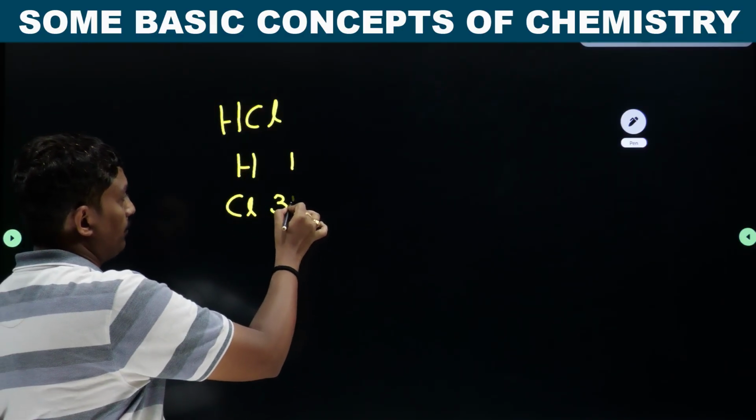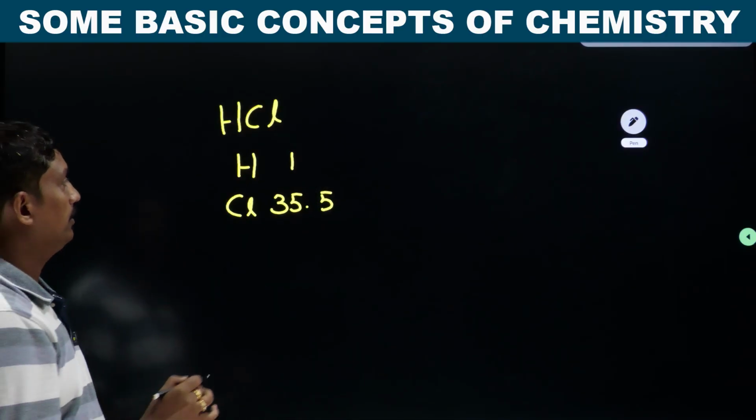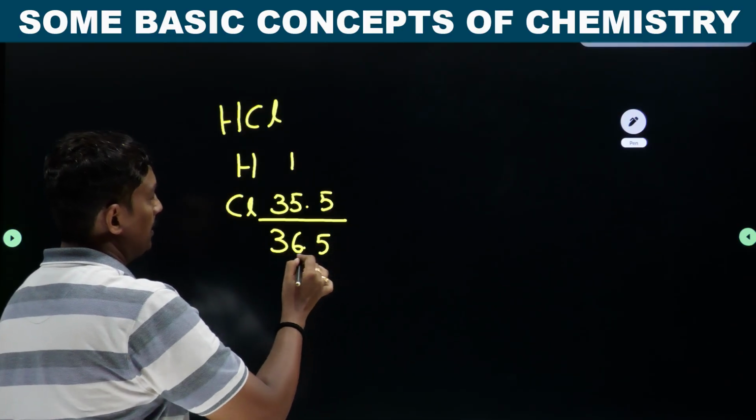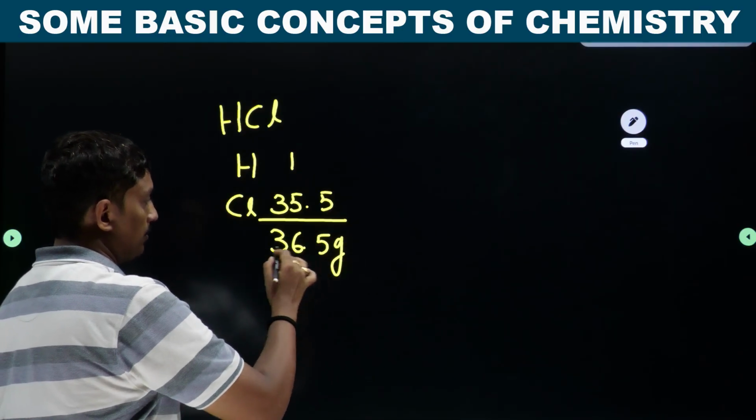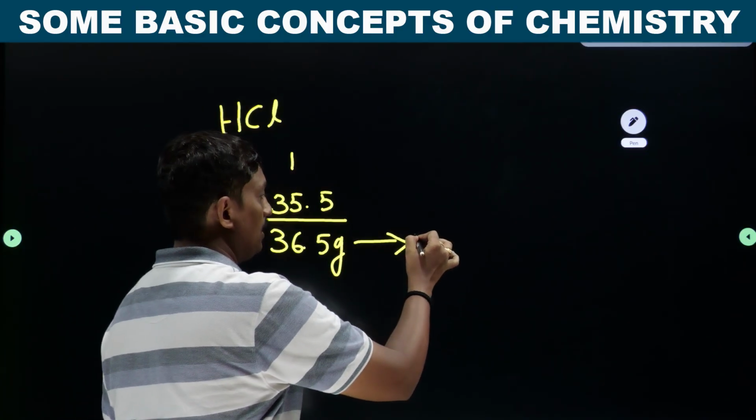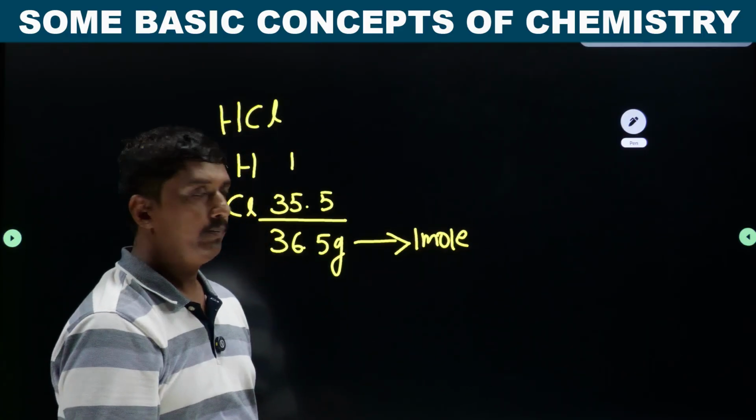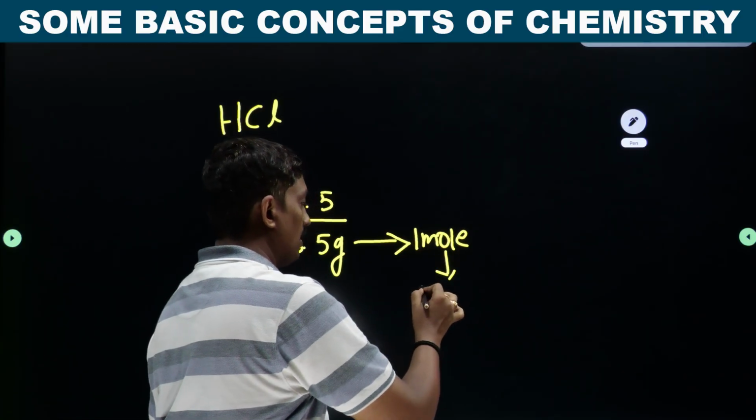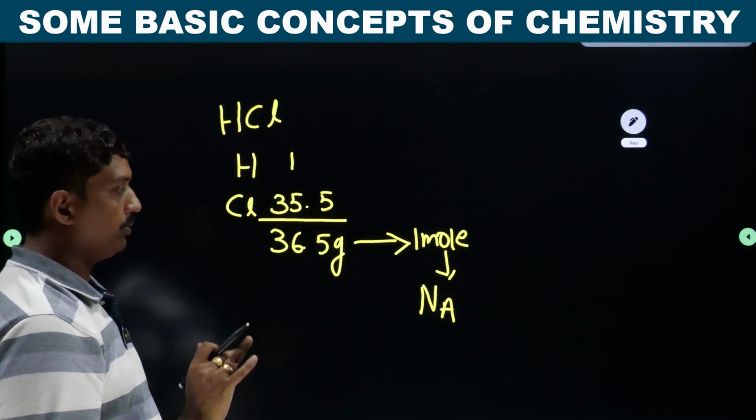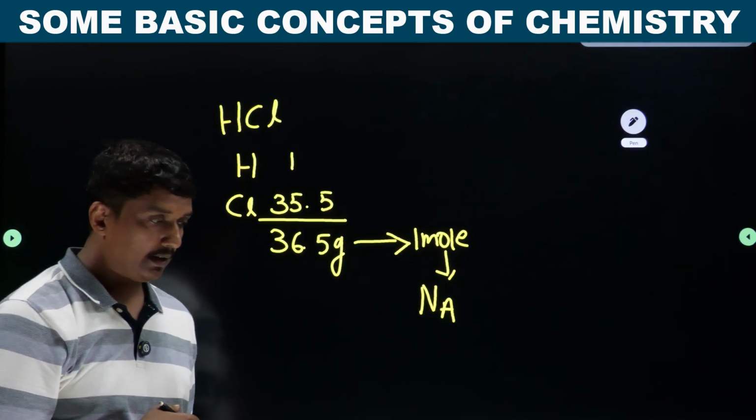Chlorine is 35.5. So HCl is 36.5 grams, the gram molecular mass. If you take 36.5 grams of HCl, which is equal to 1 mole, it consists of Avogadro number, that is 6.022 times 10 to the power 23 molecules of HCl.